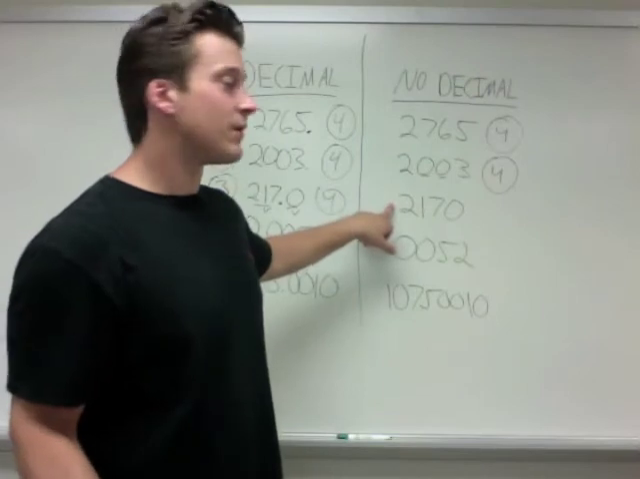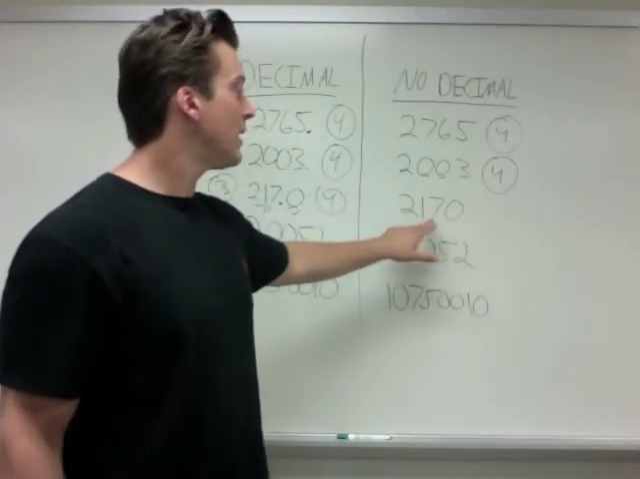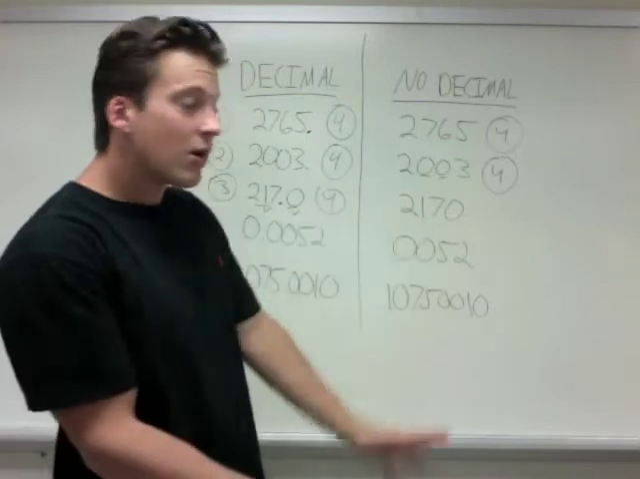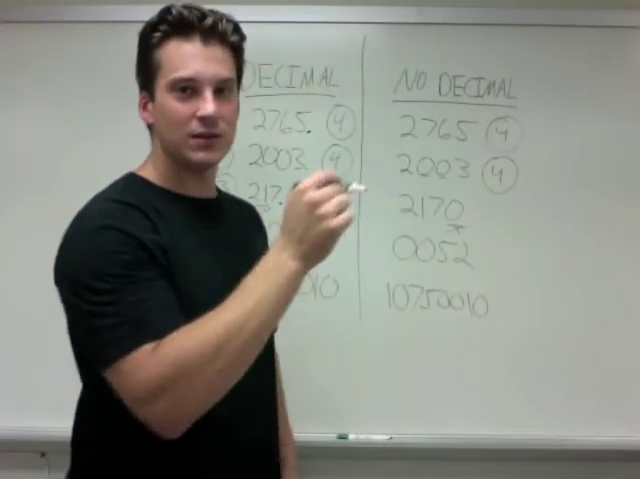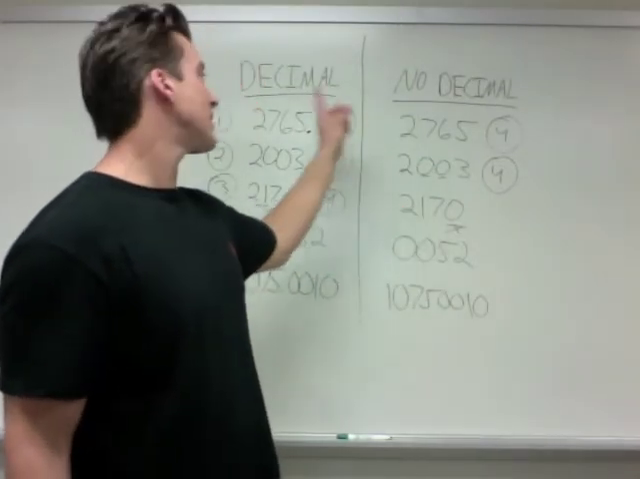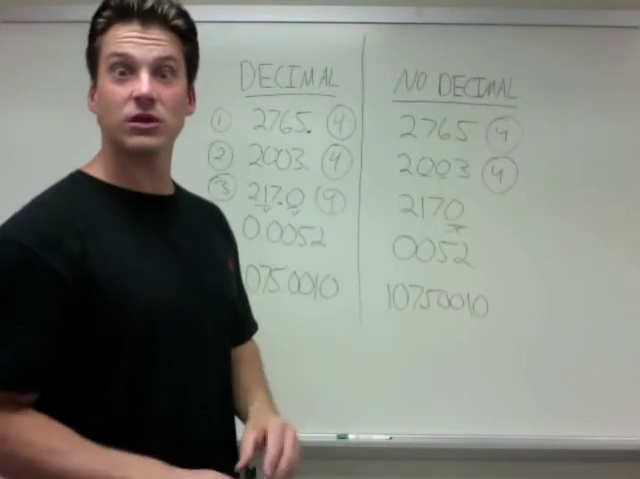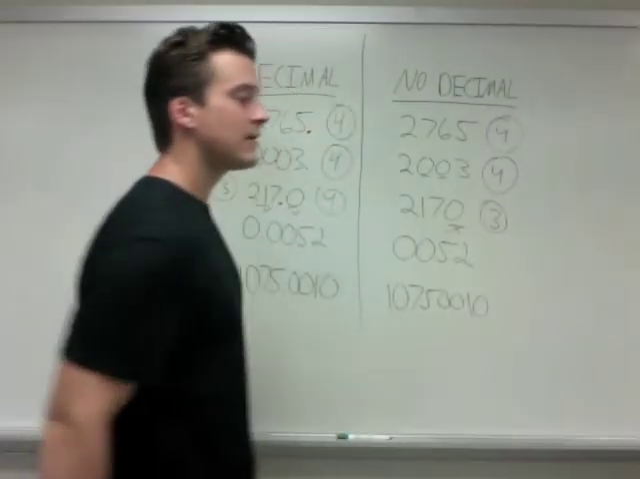So therefore, there's 4 sig figs. Here, there is no decimal. So I have my trailing 0 right here. And there is no decimal. Therefore, this is not significant because there is no decimal. However, the 2, 1, and 7, that goes back to rule number 1, all non-zero digits are significant. Therefore, this has 3 sig figs.